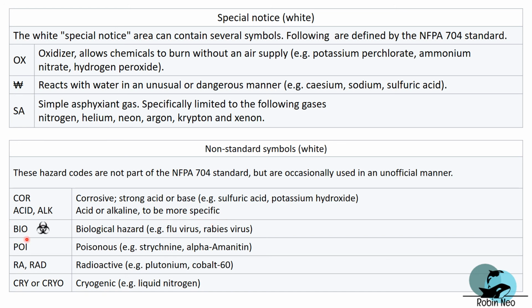BIO or shown symbol means biological hazard, such as flu virus or rabies virus. POI means poisonous, like strychnine or alpha-amanitin. RA or RAD means radioactive, such as plutonium and cobalt-60. CRY and CRYO means cryogenic, such as liquid nitrogen.